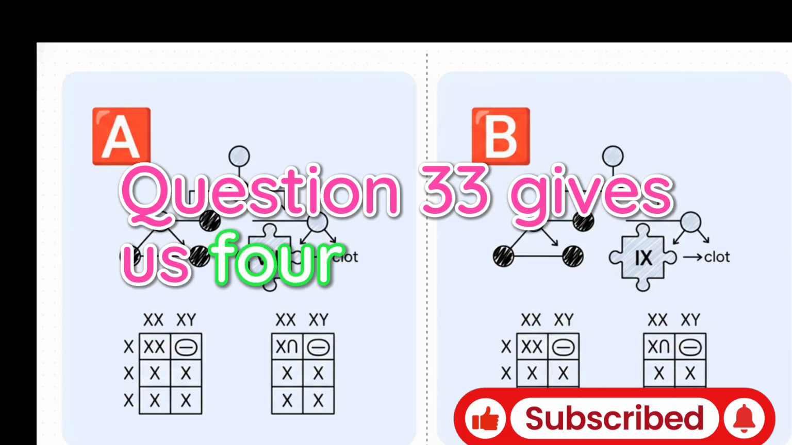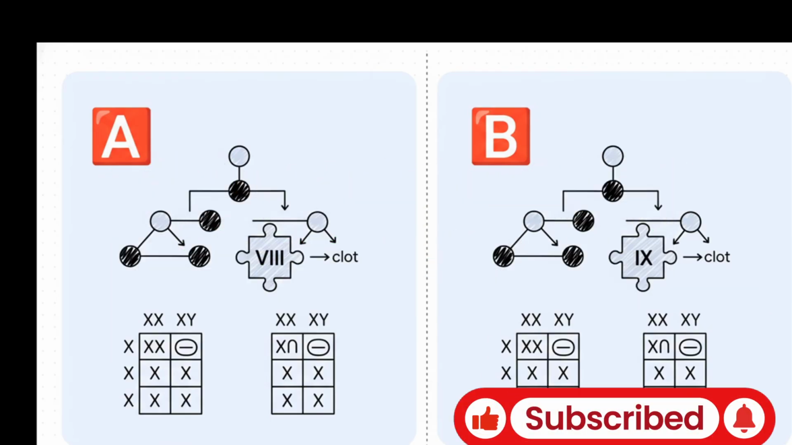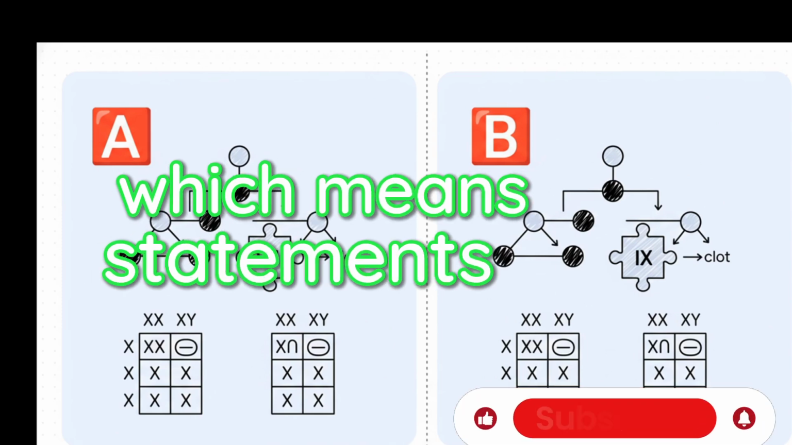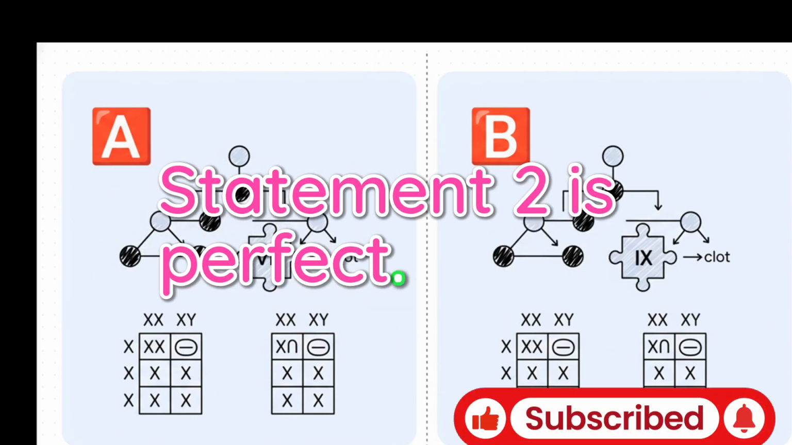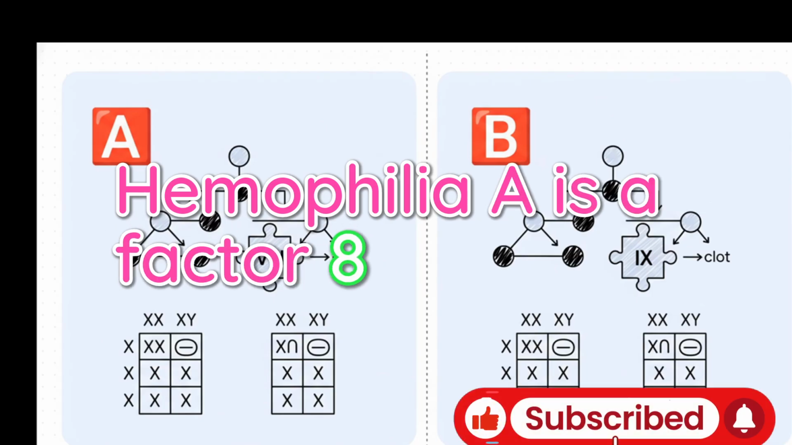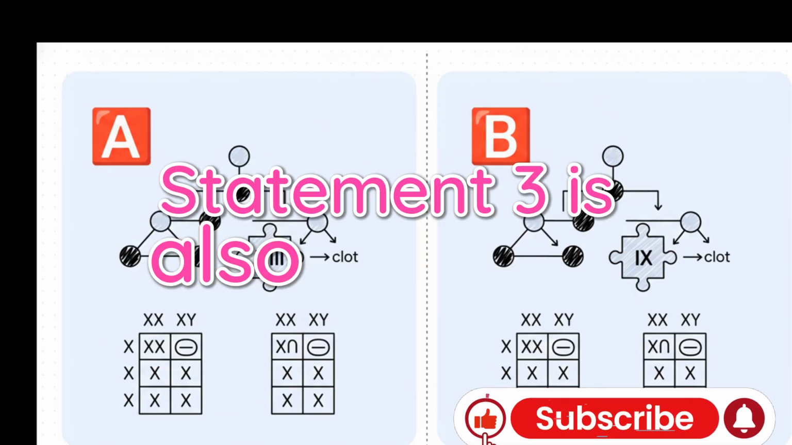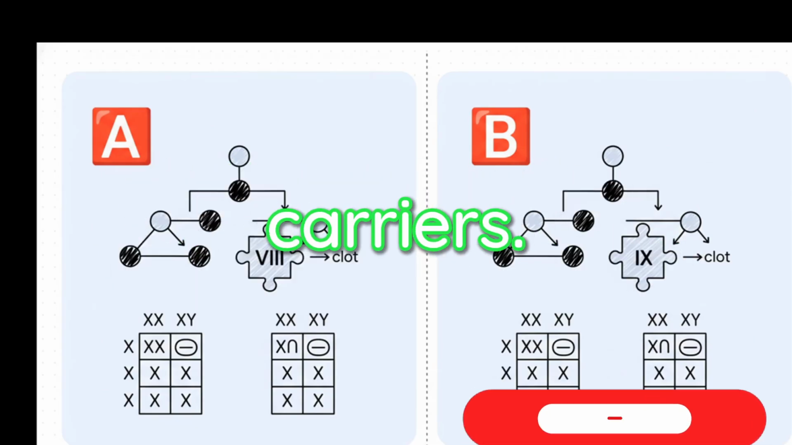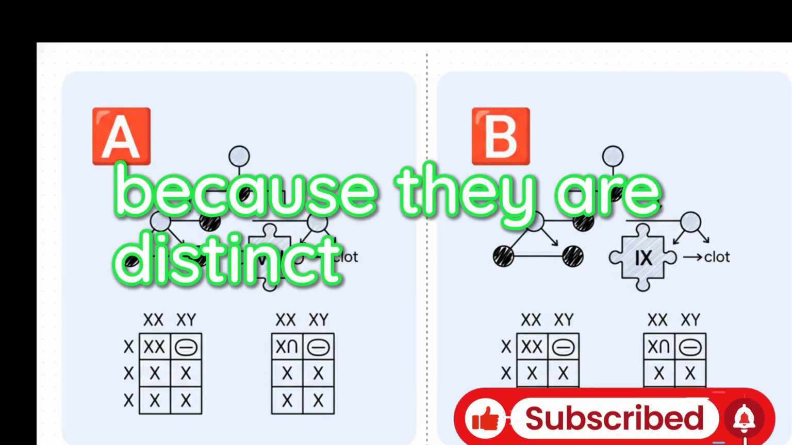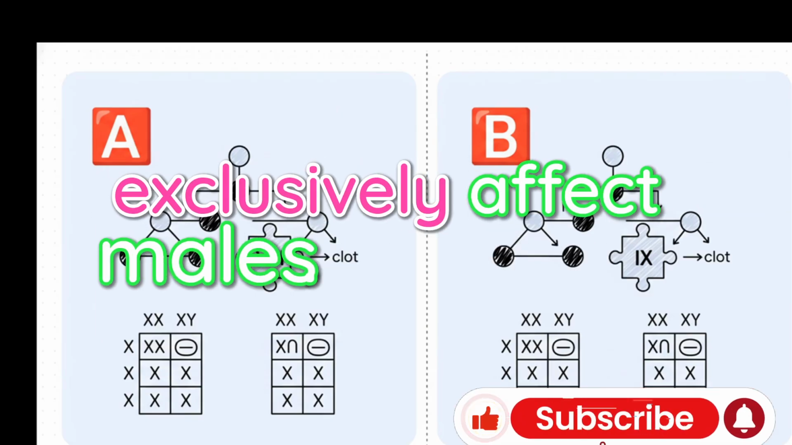Question 33 gives us 4 statements about hemophilia A and B. We need to select the correct ones. The right answer is A, which means statements 2 and 3 are correct. Let's break it down. Statement 2 is perfect. Hemophilia A is a factor 8 deficiency, and B is a factor 9 deficiency. Statement 3 is also true. They're both X-linked recessive traits passed on by female carriers. The other 2 are wrong because they are distinct diseases, not variants, and they almost exclusively affect males.